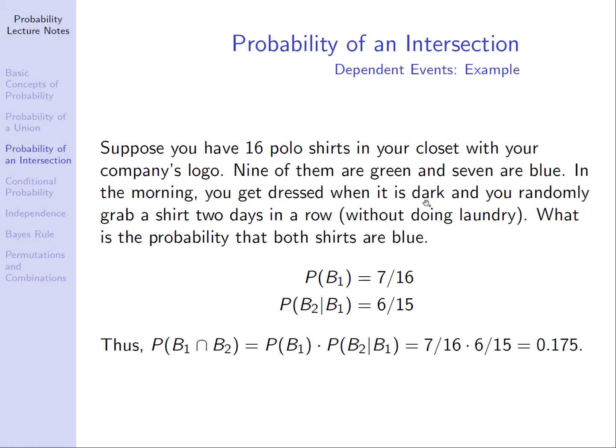9 of them are green polo shirts and 7 of them are blue polo shirts. In the morning, you get dressed when it is dark, and you randomly grab a shirt 2 days in a row, and you're not doing the laundry within those 2 days. Now, when you're grabbing those polo shirts in the dark, you do not see whether you are grabbing a green or a blue shirt. Now, suppose that you're interested in a probability that you are actually grabbing 2 blue shirts in a row. Then this probability can be calculated as follows.